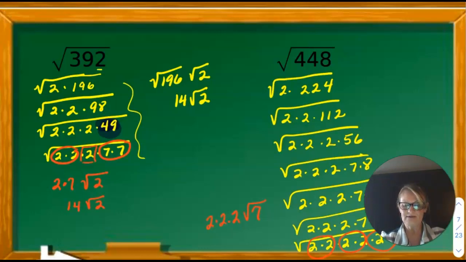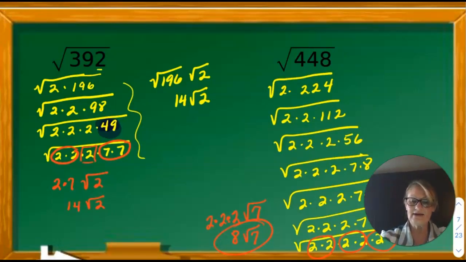And then I multiply these 3 together. So 2 times 2 times 2. So 2 times 2 is 4, times 2 is 8. And this is 8 square root of 7. And I'm done. Now, this is where prime factorization, if you're doing this step, becomes a very long problem. Okay? But let's go back in and look at it in terms of perfect squares.